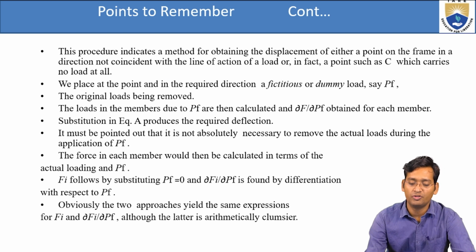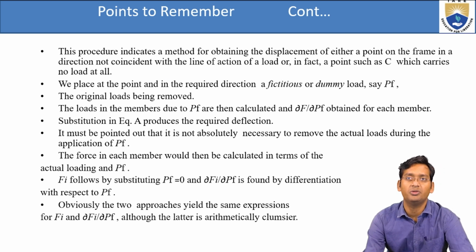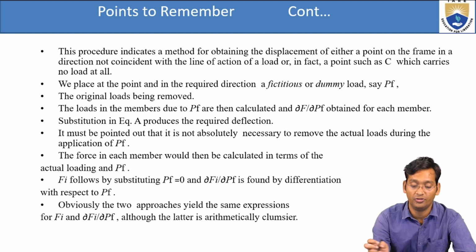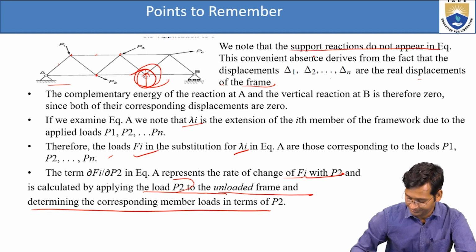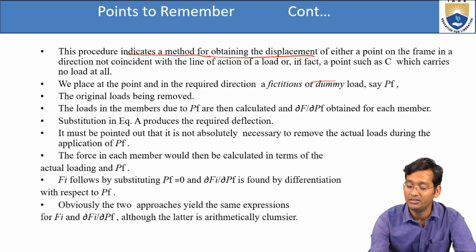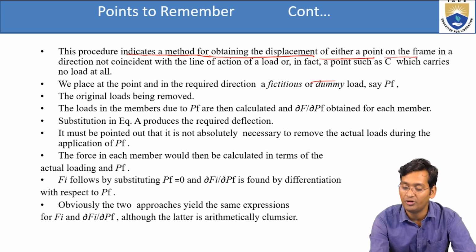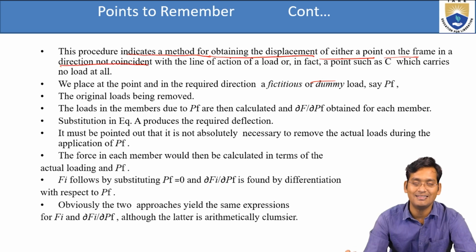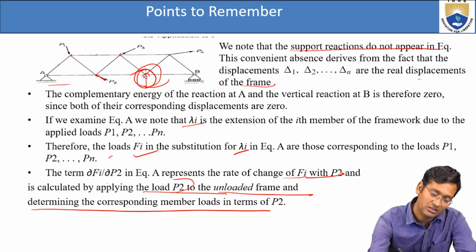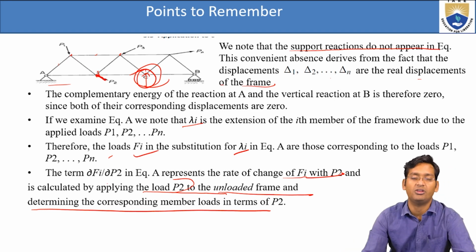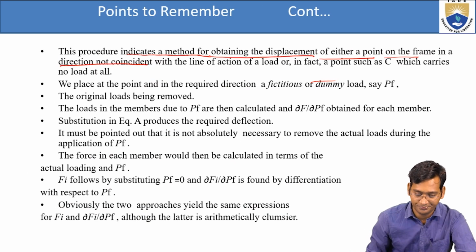Next, this procedure indicates a method for obtaining the displacement of a point on the frame in a direction not coincident with the line of action of the load. Just here, the procedure indicates a method for obtaining the displacement, how that point is getting displaced on the frame, in a direction not coincident with the action of the load. Suppose the load is acting in this direction, the deflection should not coincide with it. Then we can find that.